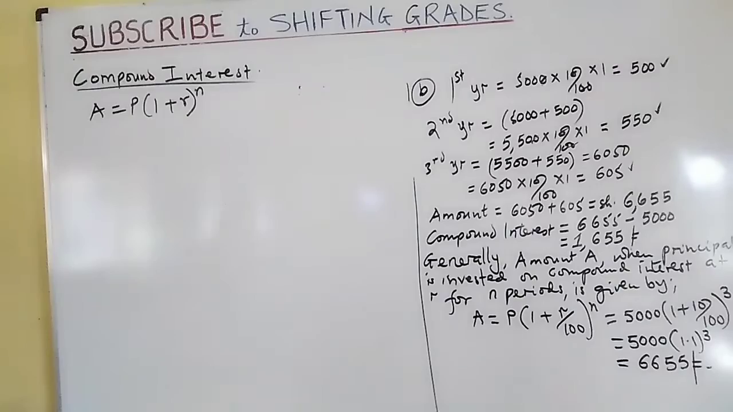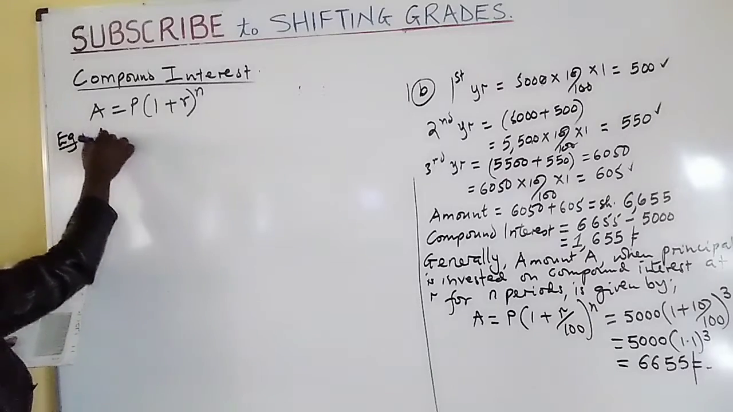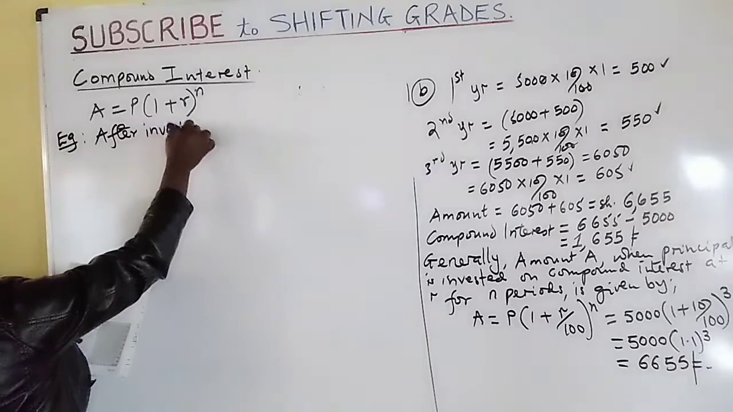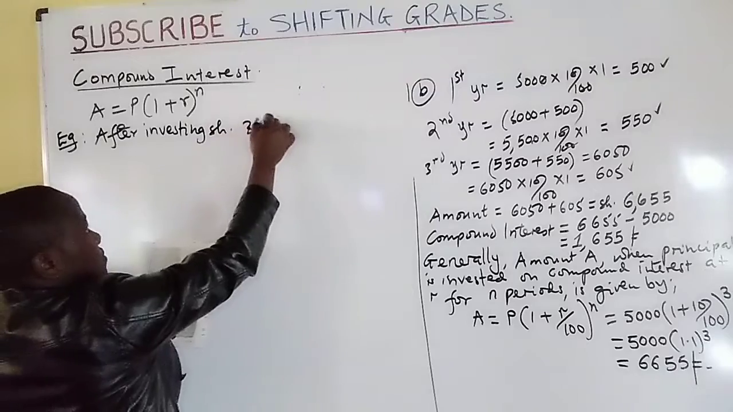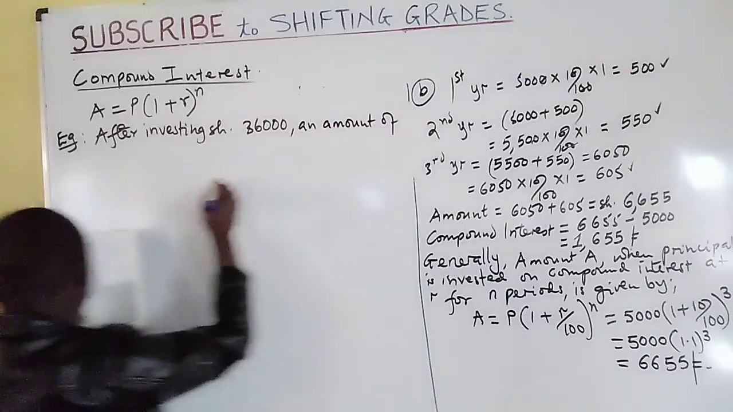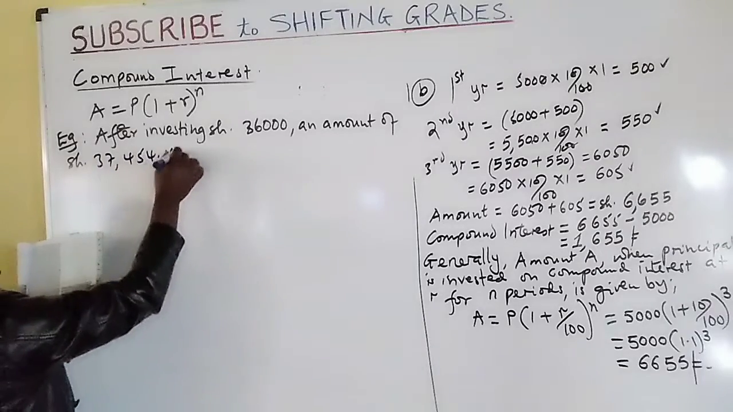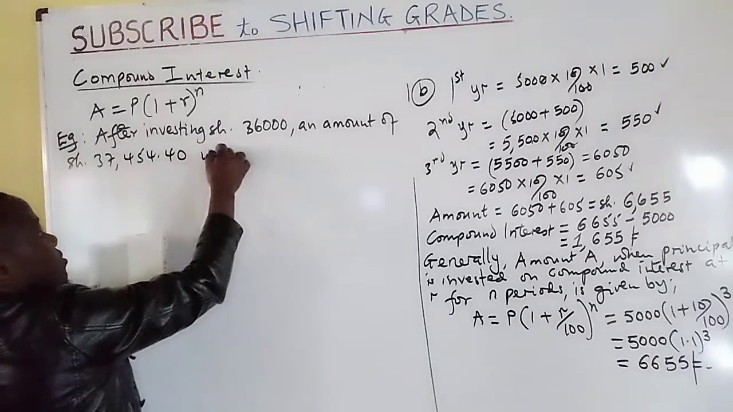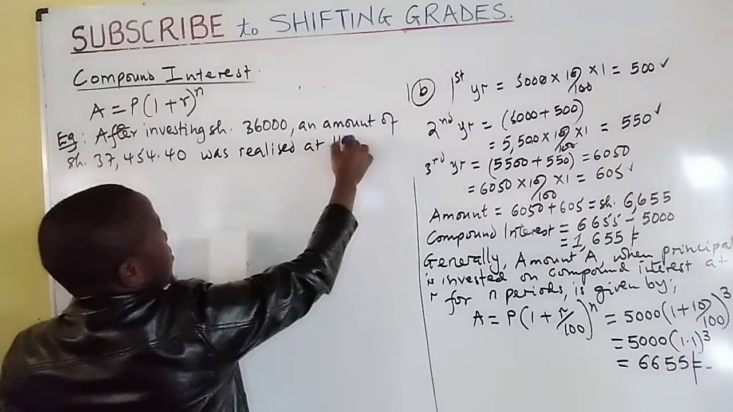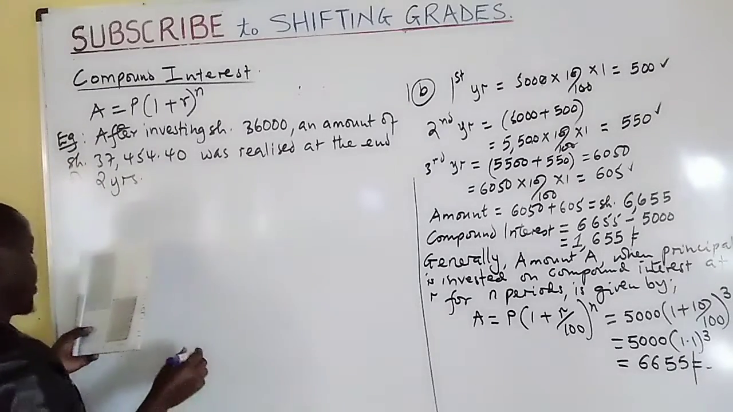So let me give a question here which says: after investing 36,000 Kenya shillings, an amount of 37,454.40 was realized at the end of 2 years. Calculate the compound interest rate.